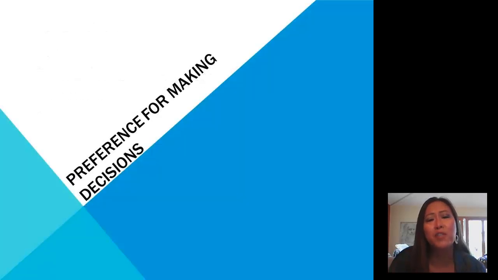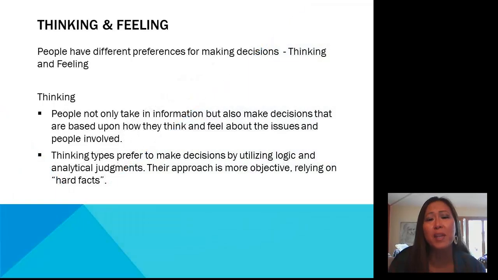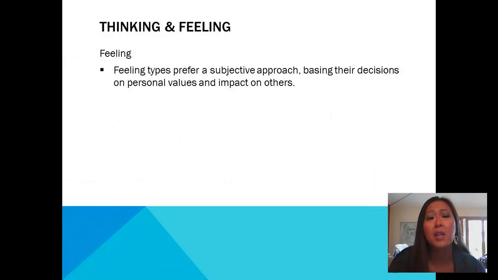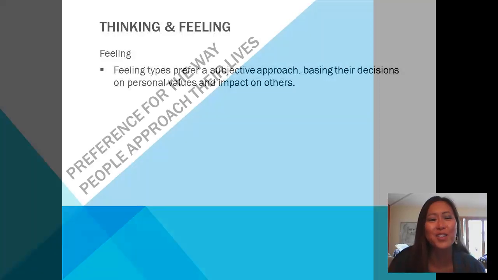People have different preferences for making decisions. This includes thinking and feeling. People not only take in information, but also make decisions that are based upon how they think and feel about the issues and people involved. Thinking types prefer to make decisions by utilizing logic and analytical judgments. Their approach is more objective, relying on the hard facts. Feeling types, on the other hand, prefer a subjective approach, basing their decisions on personal values and impact on others.